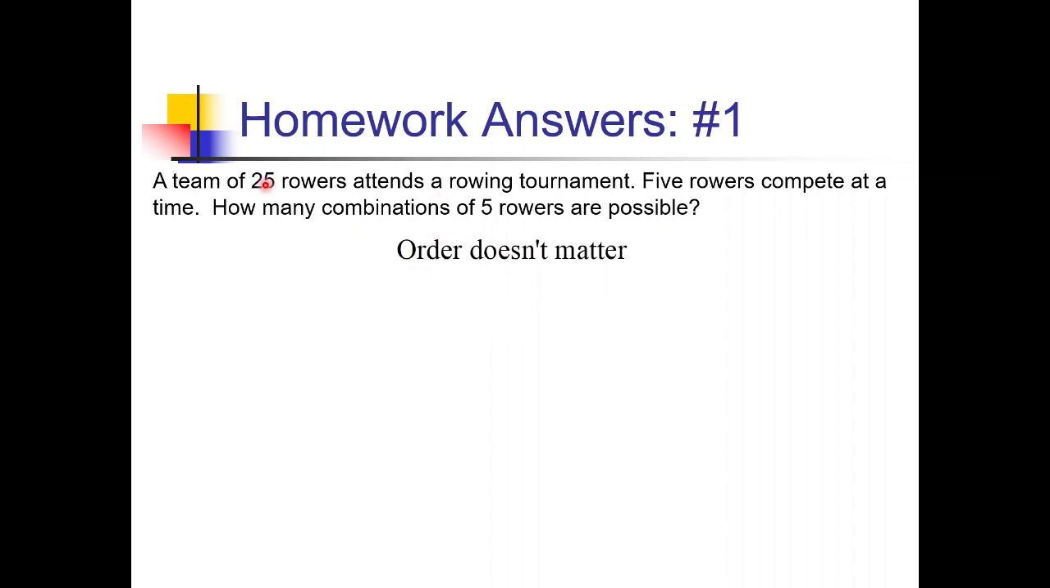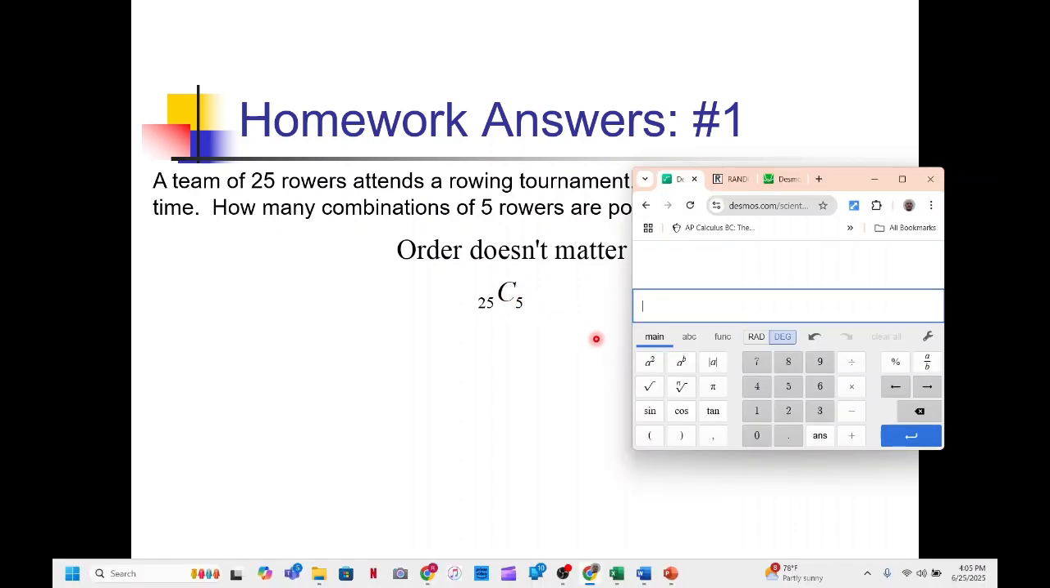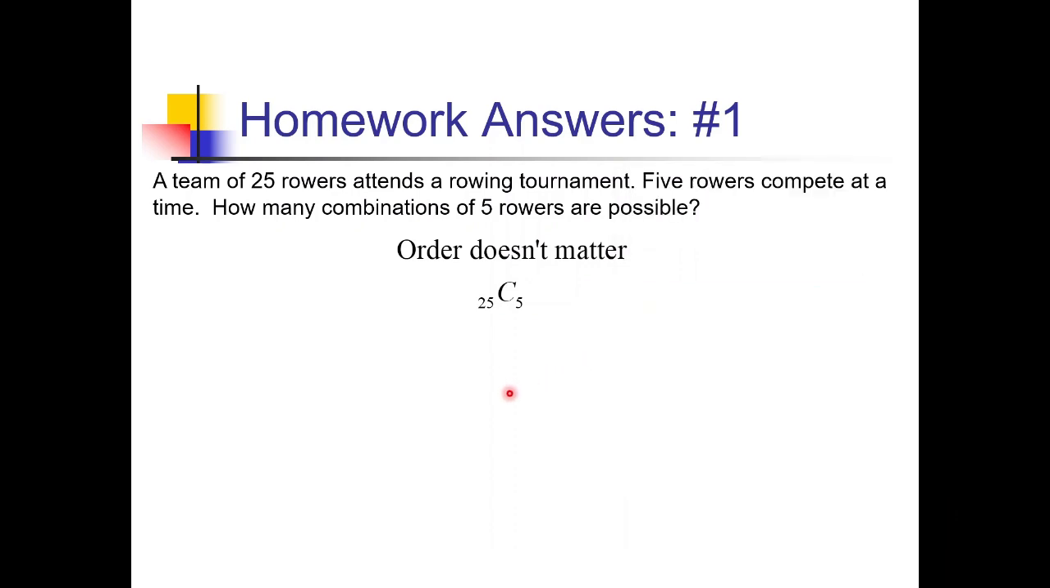We're going to have 25 choose 5 for our setup on this. And let's go to Desmos to plug that in. So we can get combinations by doing nCr, n choose r, parentheses, and then our n and our r, so 25, comma 5, gives us 53,130 different combinations of rowers. That's insane.